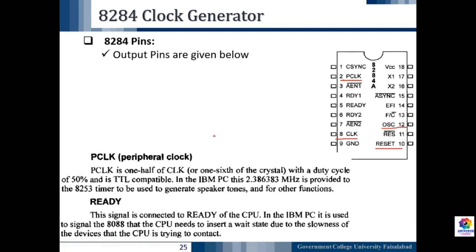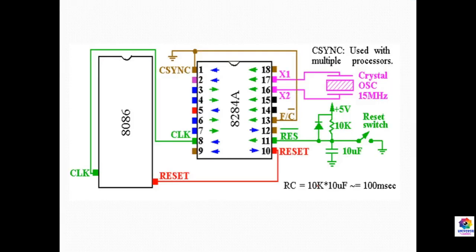The last output pin is the ready pin, which is pin number 5. This signal is connected to the ready pin of the CPU. As we know, the CPU also has a pin named ready. In the IBM PC, it is used to signal the 8088 that the CPU needs to insert a wait state due to the slowness of the devices that the CPU is trying to connect to.